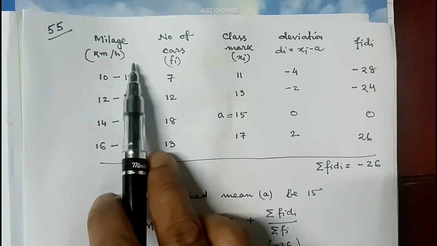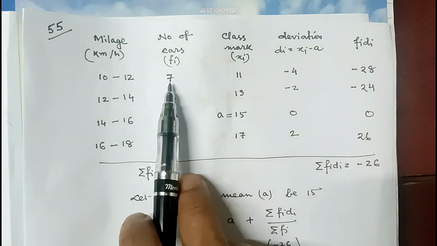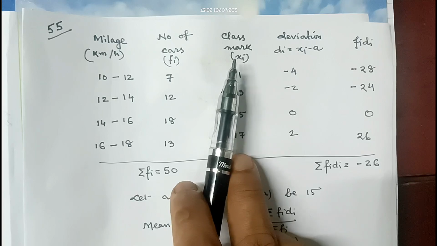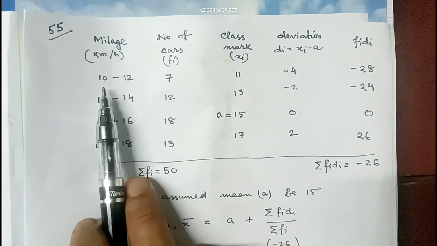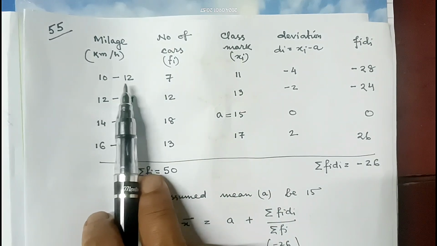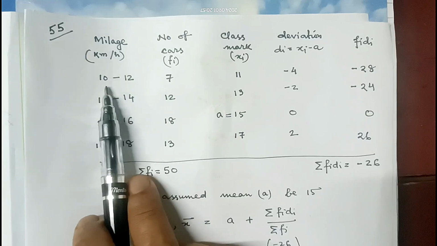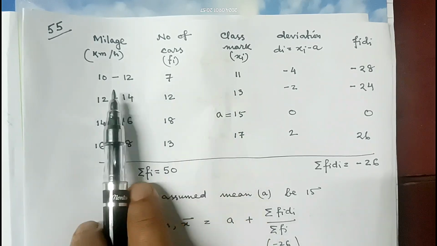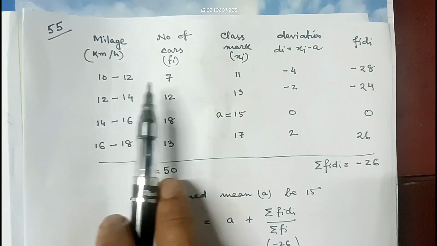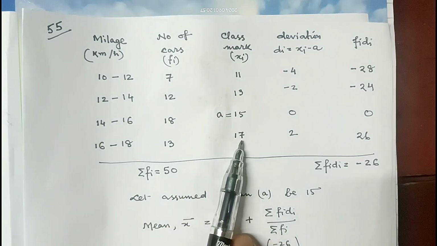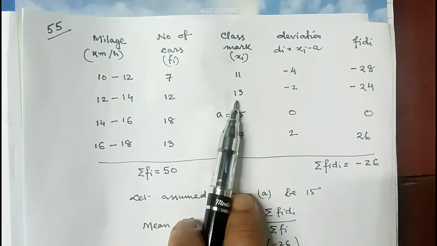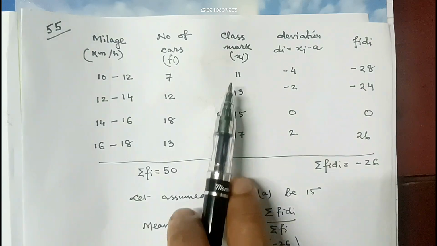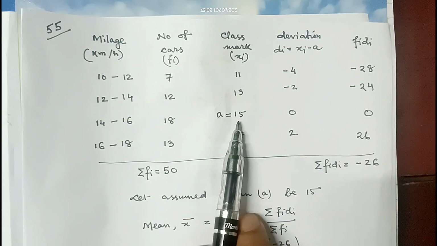Here the mileage is given, the number of cars is given, so fi is already given. We have to find the class mark. To find the class mark, we have to add the lower limit and upper limit, then divide by 2. 10 plus 12 is 22, 22 divided by 2 is 11. Since the class size is 2, if we keep on adding 2, we will get the remaining class marks. 11 plus 2, 13. 13 plus 2, 15. 15 plus 2, 17. From these class marks, suppose 15 is the assumed mean.